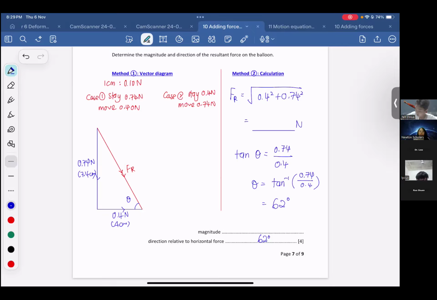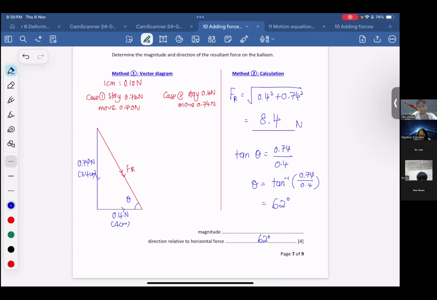So here I am showing you two methods to solve the question. Either method doesn't matter as long as you get the answer. The most important thing is this question didn't specify what method to use, so you can choose either one. Your answer should be 8.4, and the angle should be 62 degrees.